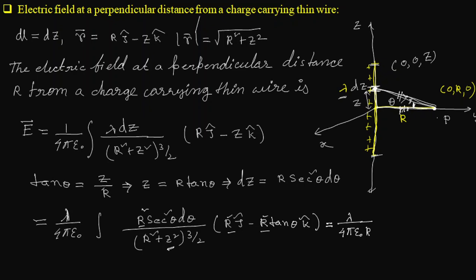Now what will be the ratio of these two lengths? r divided by under root of r square plus z square, base upon hypotenuse, so that will give cos theta. So it will give cos cube theta, and then we have sec square theta into d theta.